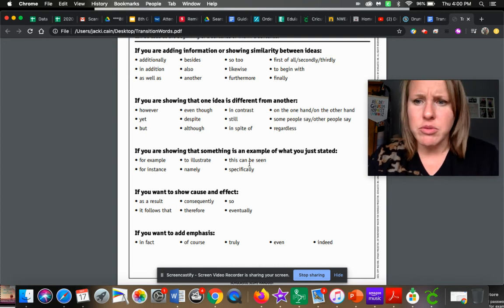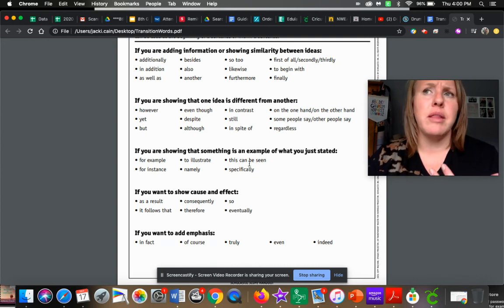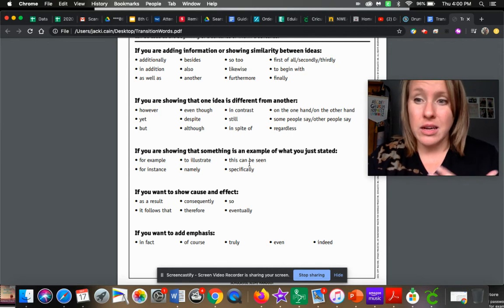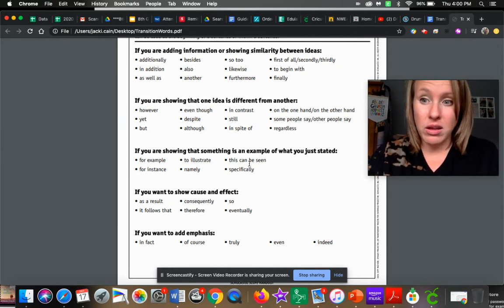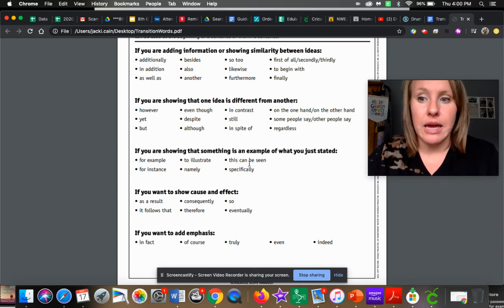So switch it up. Don't always stick to the same transition words, but the goal is as you write, you're going to keep your writing moving forward and staying connected and flowing well, and you're going to become somebody who needs to have these in your writing. And this, like I said, is really going to help you focus and keep it moving forward.